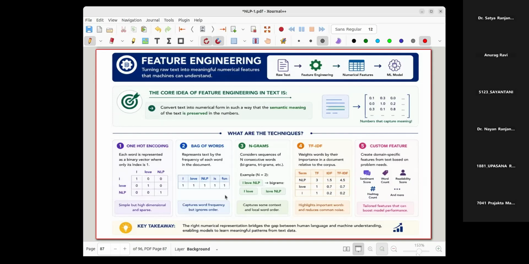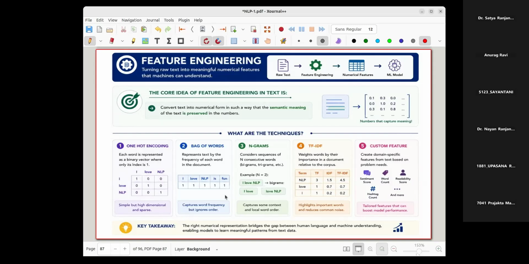That means the number itself contains some kind of meaning of what the word itself is saying. And if that meaning can be captured in the numerical form when it is converted, then that numerical representation is a richer numerical representation of the text. And when you give this richer numerical representation of the text to the model, then the model will perform accurately. Okay. Now see, what are the different techniques?